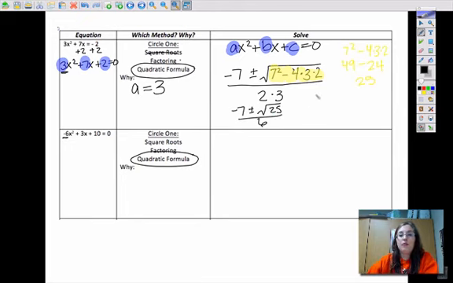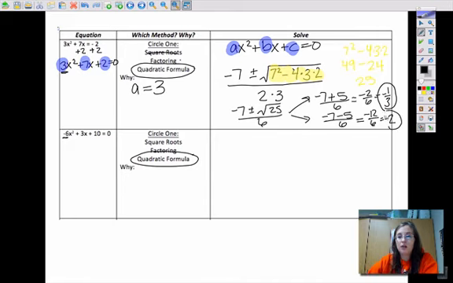So the two things that I need to solve from here are negative 7 plus 5 divided by 6, and negative 7 minus 5 divided by 6. So this will give me negative 2 over 6, which I can reduce to negative 1/3. And this will give me negative 12 over 6, which I can reduce to negative 2. Okay? So there you go, I've got my two solutions. You just want to keep your work straight. Make sure you do two solutions, and don't forget to divide the whole thing by 2a at the end.